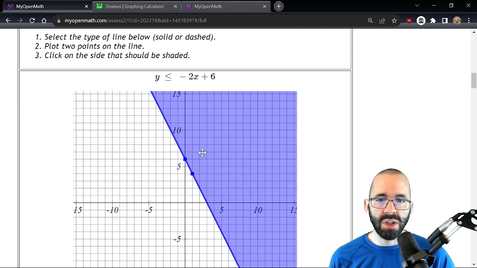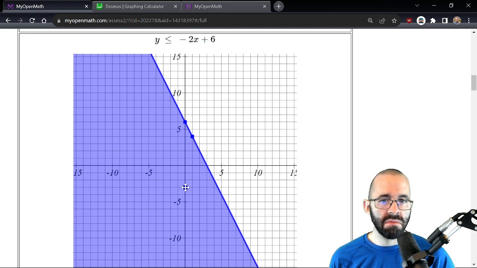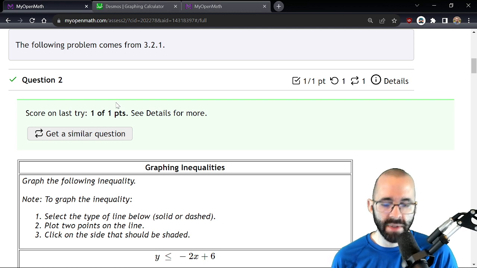Click on the side that should be shaded. Notice I can choose whichever one. We want less than, so it should be something under that line, like so. So don't worry that there's a point here. That's just for deciding shading. But it doesn't matter where this point is. It should get it right. Just like so. Let me know if you have more questions about that.